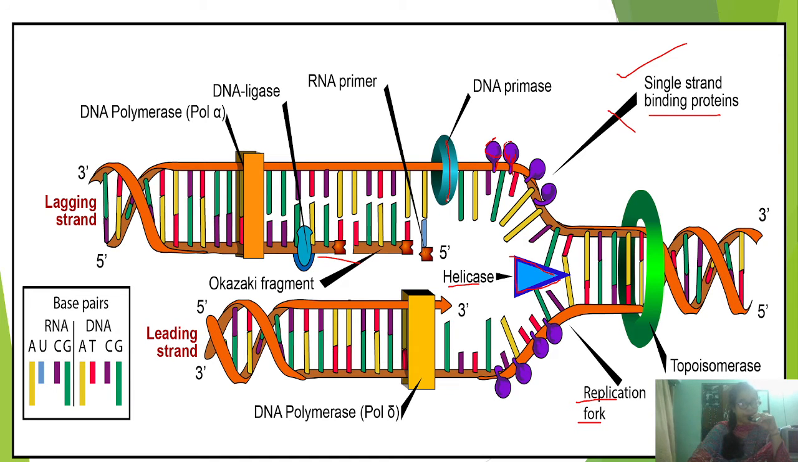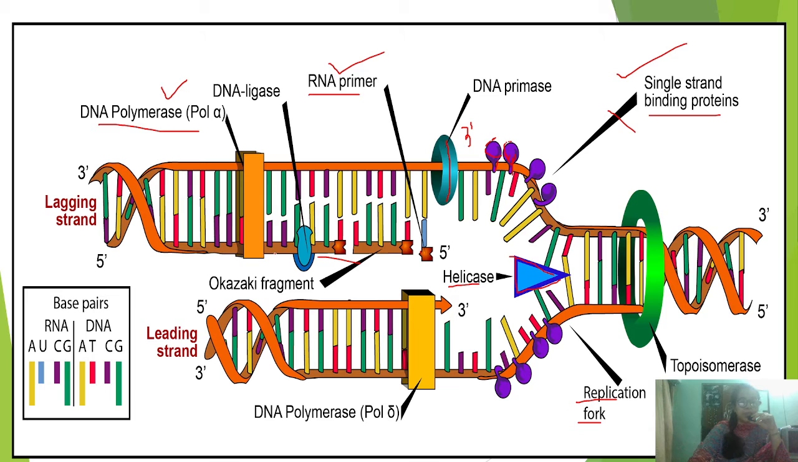It is a primer which provides a 3' OH site for the DNA polymerase to get attached. This is the DNA polymerase, you can see. So DNA primase will be attached, and the RNA primer will also be attached at this end, and then what will happen? The elongation, or the process of replication, will start. So for the binding of the DNA polymerase, the RNA primer is present.